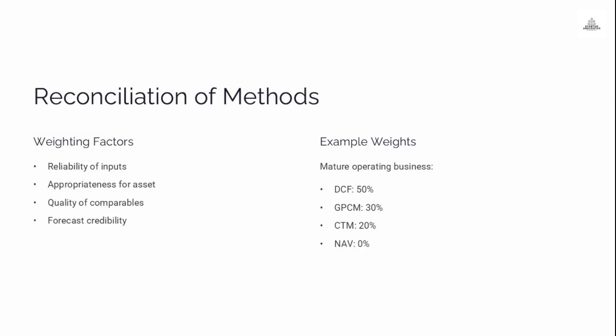Reconciling valuation methods involves considering weighing factors such as reliability of inputs, appropriateness for asset, quality of comparables, and forecast credibility. Example weights for a mature operating business might include DCF at 50%, GPCM at 30%, CTM at 20%, and NAV at 0%.